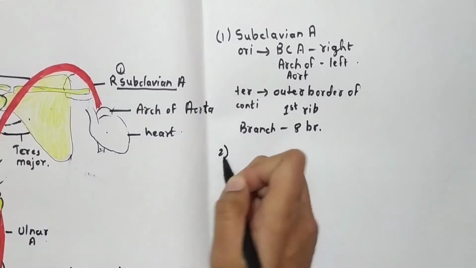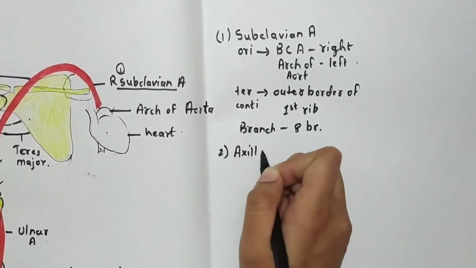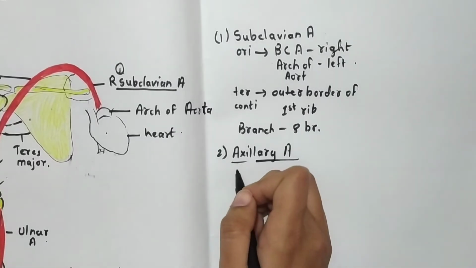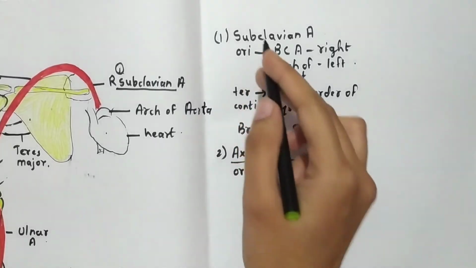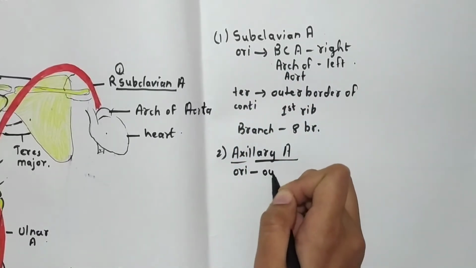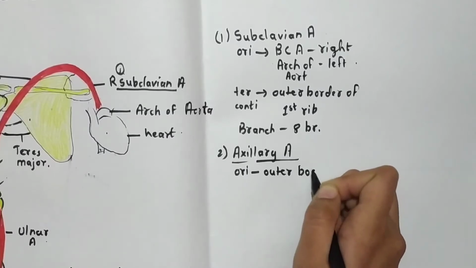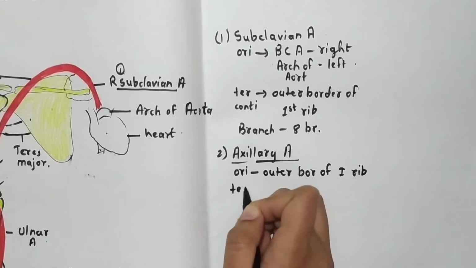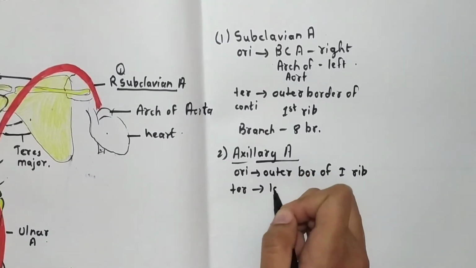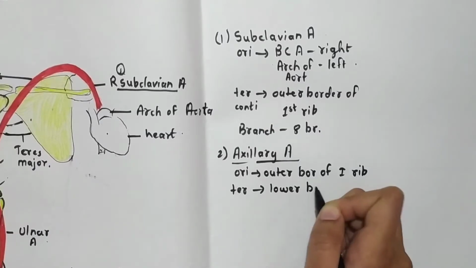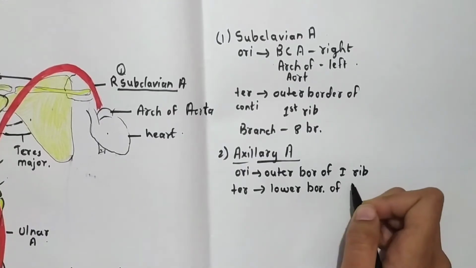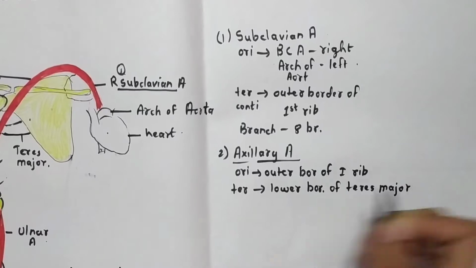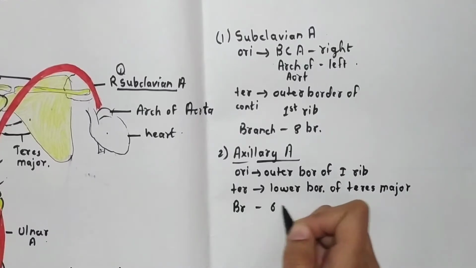And the next is axillary artery, because it is now present in the axilla. So it originates where the subclavian artery ends, from the outer border of first rib, and its termination or continuation is from the lower border of teres major muscle. Okay, and it has 6 branches.